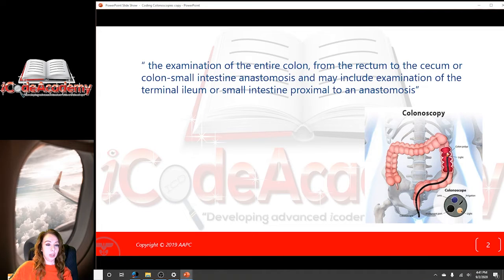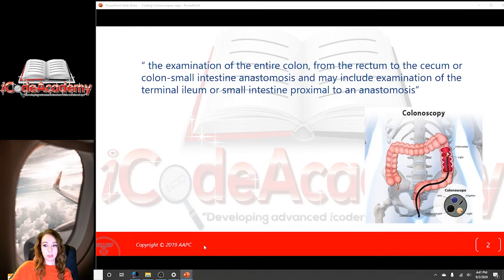By definition, a colonoscopy is the examination of the entire colon from the rectum to the cecum, or the colon, small intestines, anastomosis, and may include examination of the terminal ileum, or the small intestine proximal to the anastomosis. And so here you can see that we do have an image off to the right hand side, which reflects typically where the colonoscope with the light and the lens enters through the rectum and then continues on up through the colon.